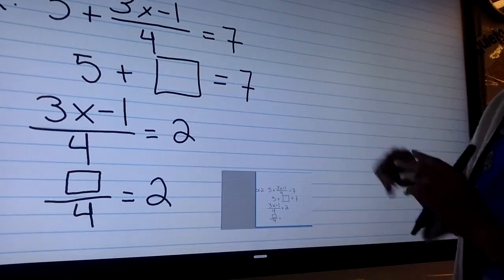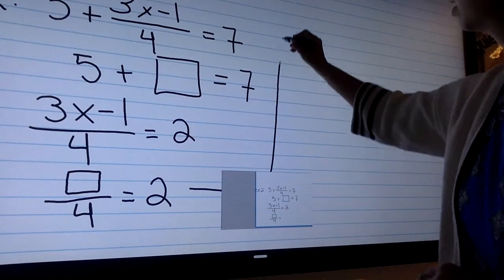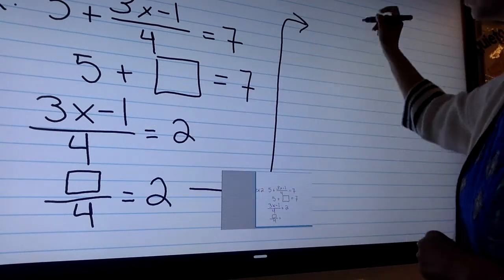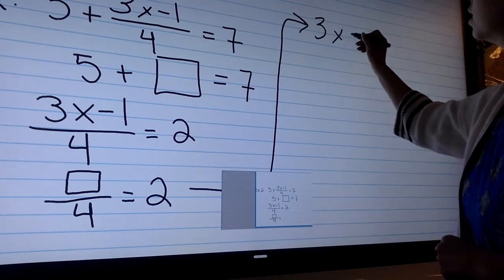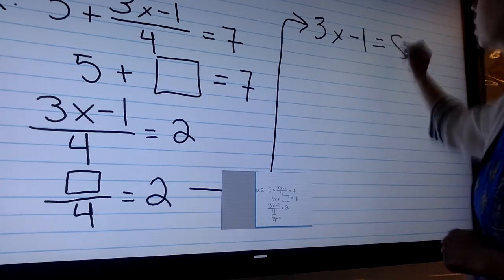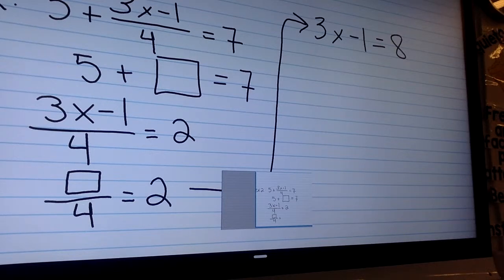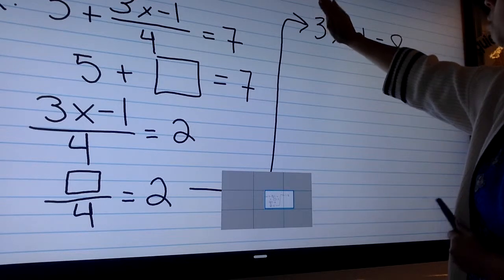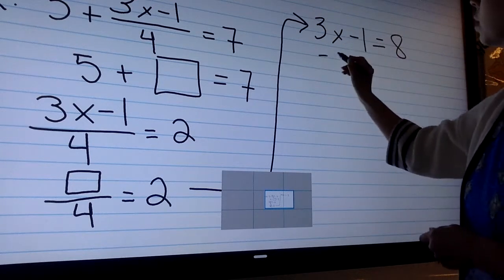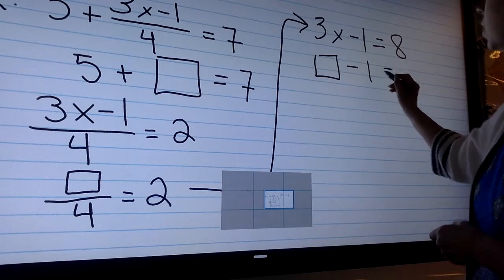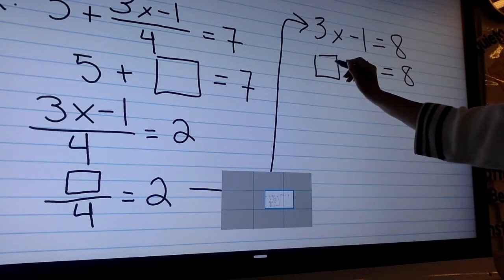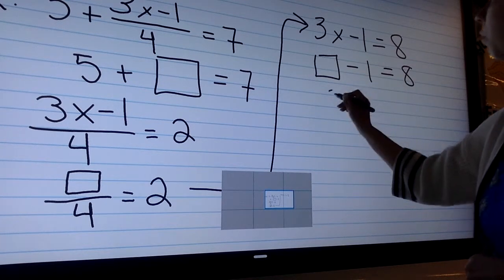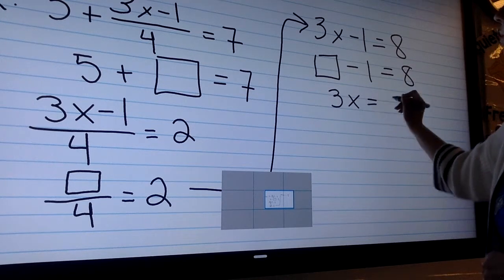So let me just rewrite that here. That blank, that box, which has the same value as 3x minus 1, is equal to 8. Okay, and now it looks similar to the previous example. I'm just going to continue here. I'm going to cover up wherever I see the x. So blank minus 1 is equal to 8. Well, that blank, which has the same value as 3x, is obviously 9. So 3x is equal to 9.